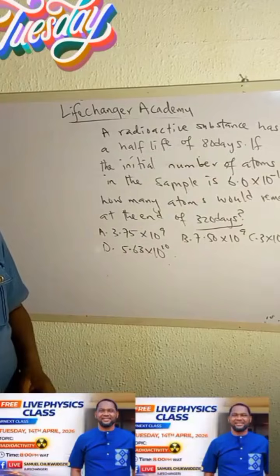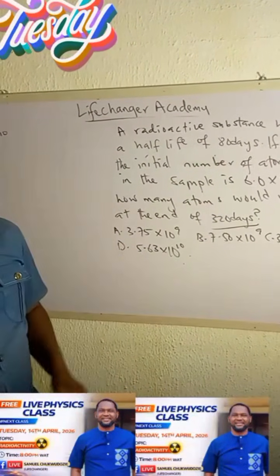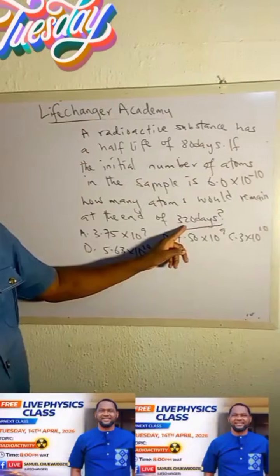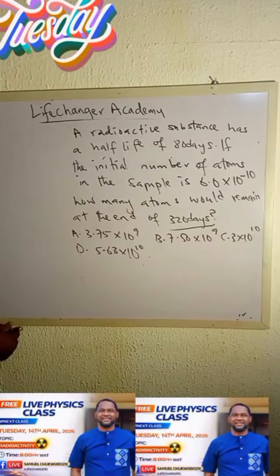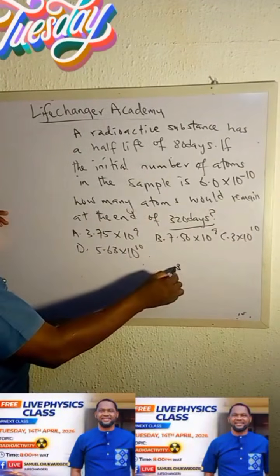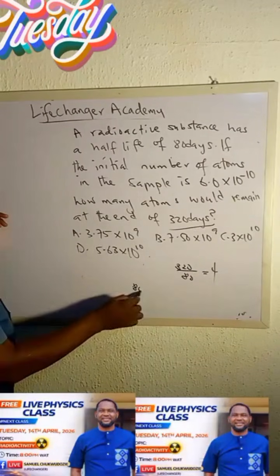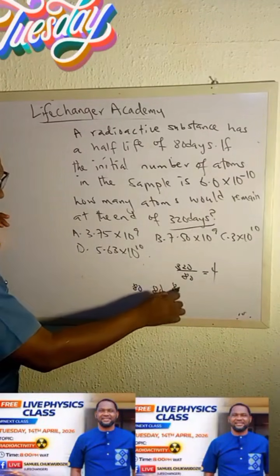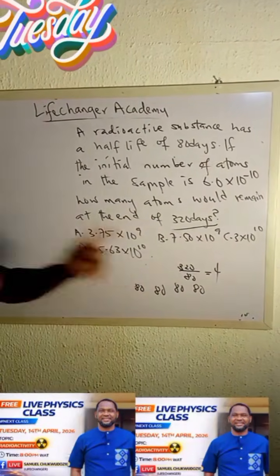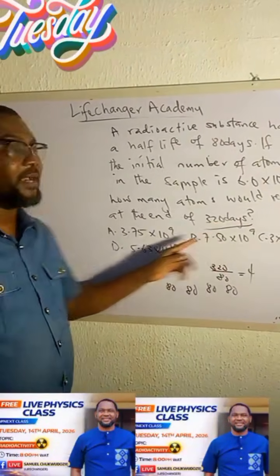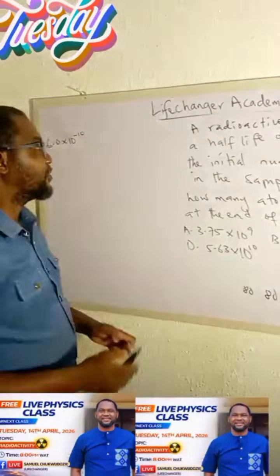The half-life is 80 days, but we want to find how many will remain after 320 days. If you notice, 320 days is simply 3 half-lives. Is it 3 or 4 half-lives? If I divide 320 by 80, it's going to give me 4. Or if I say 80, first half-life, 80, 80, 80, it's going to give me 320. That means we have 4 half-lives in these 320 days, so I'm going to divide this 4 times. I hope that makes sense.